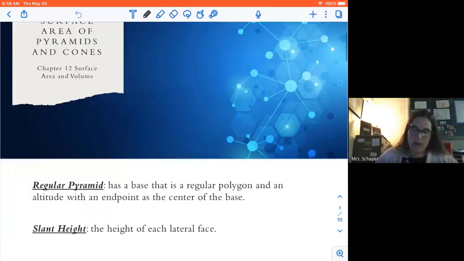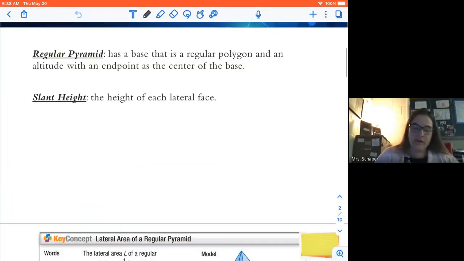Let's do it. All right, so a regular pyramid, again, there's that word regular. That means that its base is a regular polygon. All the sides of the base are the same. The slant height is the height of the lateral face. That's different than the actual height of the figure, so just keep that in mind.